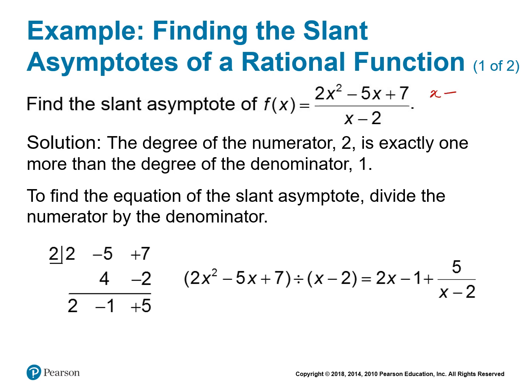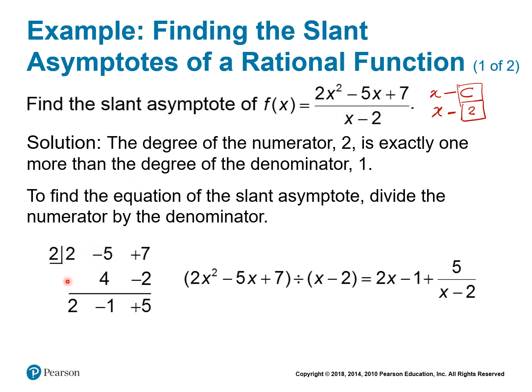X minus c is the form of the denominator, right? So let's put x minus 2 in that form and pick the value of c. So c has a value of 2. So that's why they have here 2 is what they are dividing the numerator by.